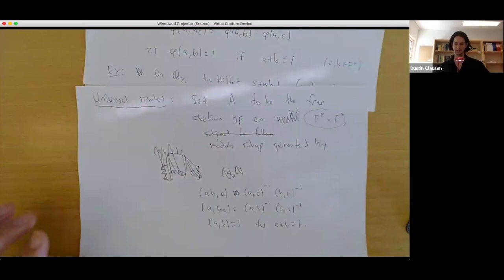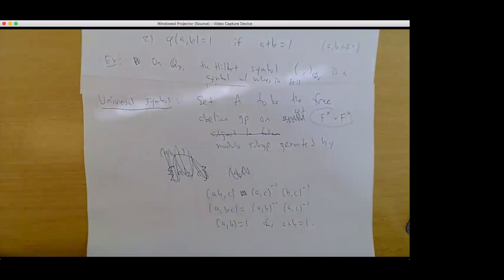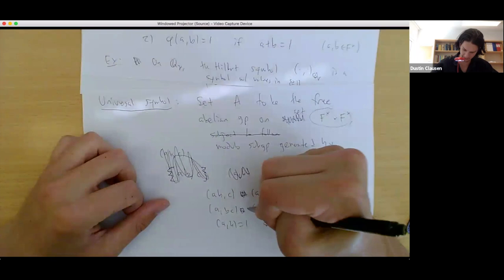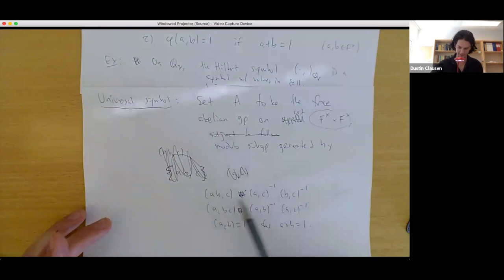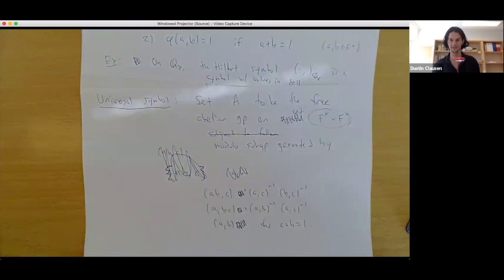For the second relation, do we mean to have an equal sign there? Thank you. No, sorry, it's supposed to be times. Yes, thank you. So product in your group. So I want to make (ab, c) equal to (a, c)(b, c). So I have to mod out by the subgroup generated by these things, and then I want to also include the subgroup generated by these things. Thank you. I was getting myself confused in the way I was writing it down.